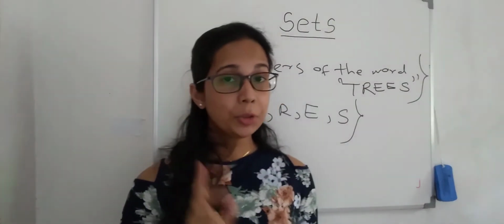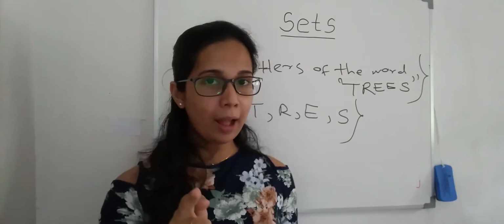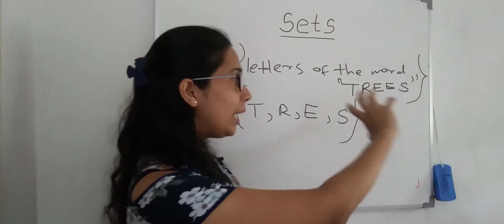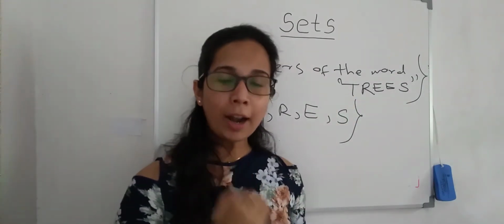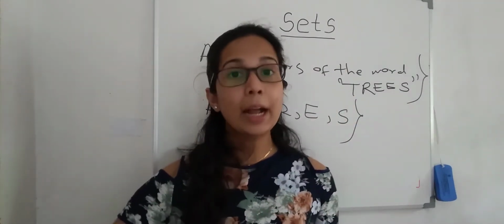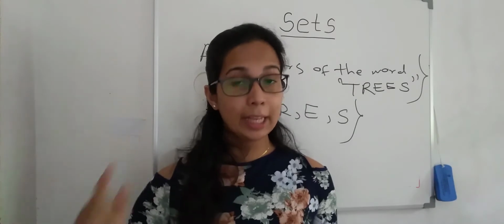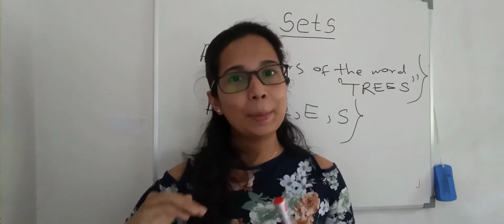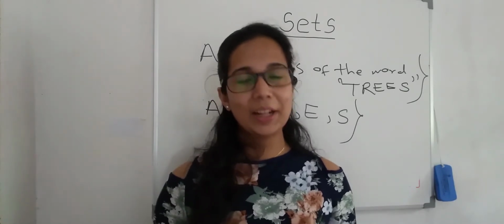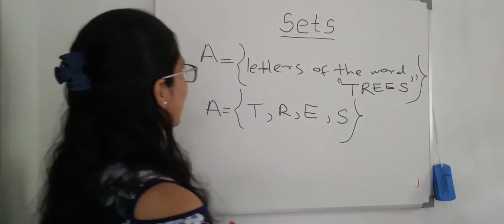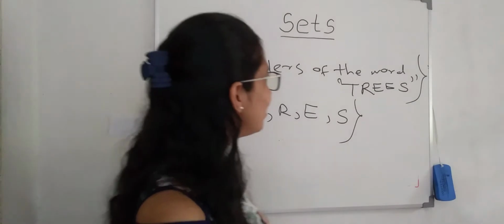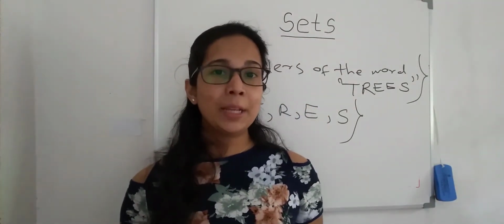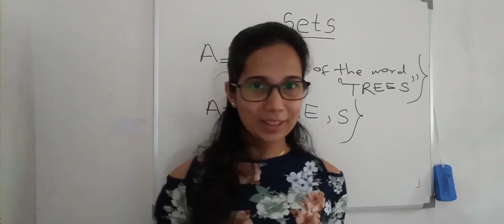Right? You should keep in your mind, when we are writing elements of a set, one element cannot be repeated. Right? Keep this in your mind. One element cannot be repeated. Okay, now we can move to learn what is meant by a finite set and what is meant by an infinite set. Right?